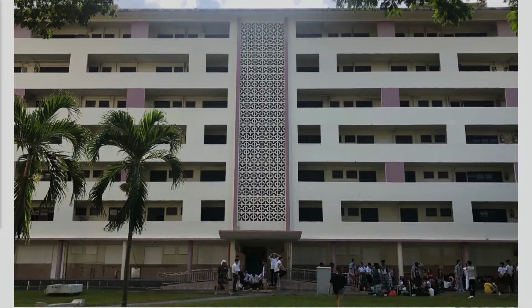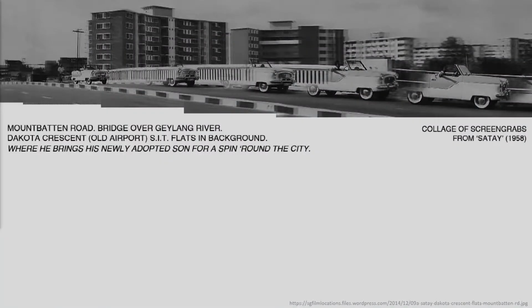And now the whole estate is emptied out. But the architecture, the kind of patterning that you can see on the balcony, is wonderful. This is from a film, Satay, 1958. And how that road is being used by the vehicle spinning around, but the flats at the back.